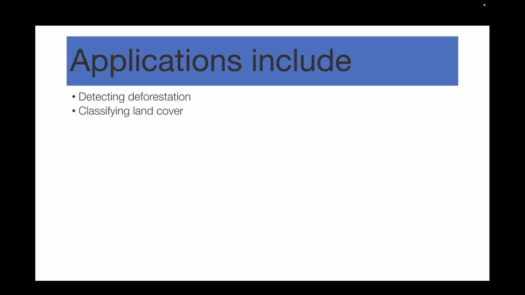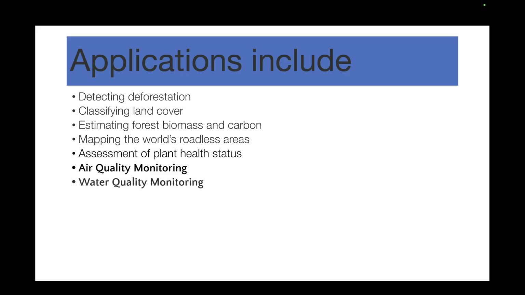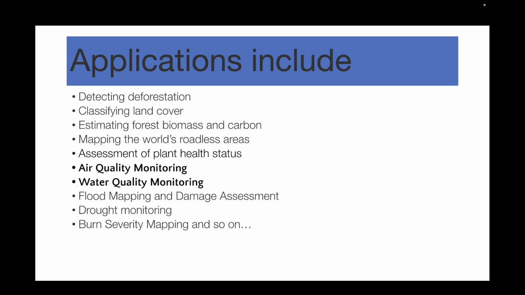Then classifying land use, land cover, then estimating forest biomass and carbon, then mapping the world's roadless areas, then assessment of plant health status, then air quality monitoring, water quality monitoring, flood mapping, damage assessment, drought monitoring, burn severity mapping, and so on. And also LST monitoring. Here I include some applications, but we can add any kinds of application in remote sensing in Google Earth Engine, more easily than other software, such as ArcMap or QGIS. Not only for these, any kinds of application you can easily develop using Google Earth Engine.